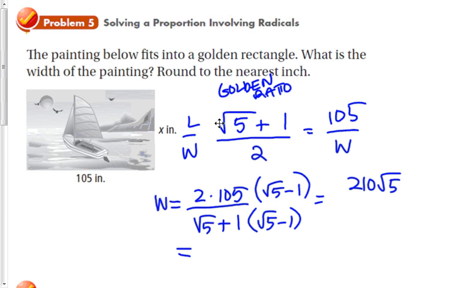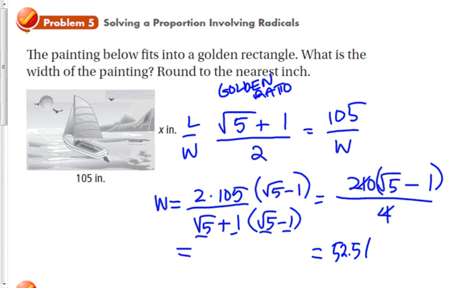And the denominator, when we multiply those binomials together, square root of 5 times square root of 5 is just 5. And 1 times negative 1 is negative 1. 5 minus 1 is 4. And so now I get 210 divided by 4, times the quantity square root of 5 minus 1. At this point, I think I want to simplify this as much as I can. 210 divided by 4 is 52.5 times the square root of 5 minus 1.